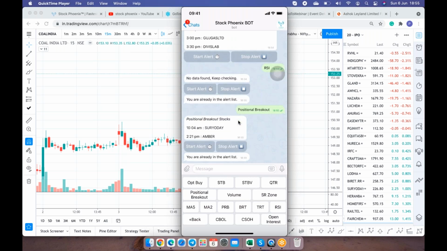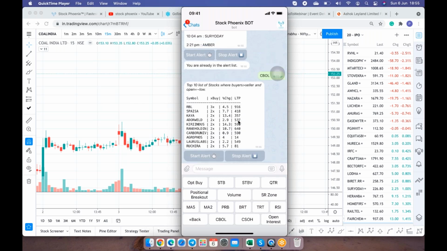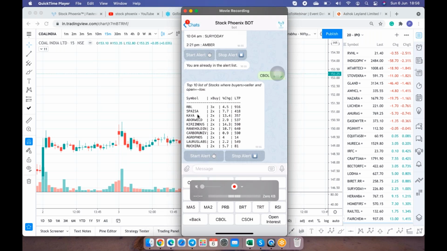The next is called the Cobalt trade. So what is this Cobalt trade? Cash buy, open equals to low, where the buyers are more than sellers, and where there is an open equals to low in the opening hours. Those kinds of stocks get pulled out over here. You could have caught Kiri Industries and Ador Welding. Those performed well on Friday out of this list.